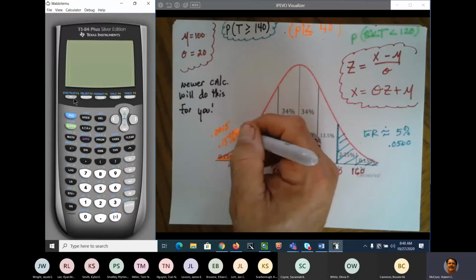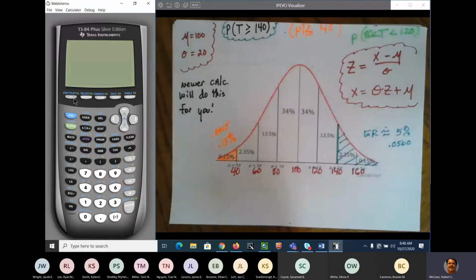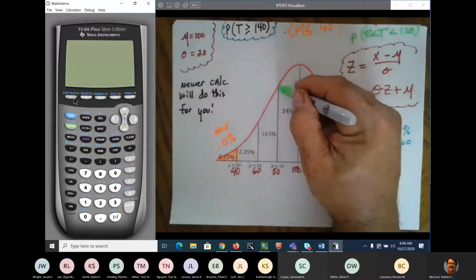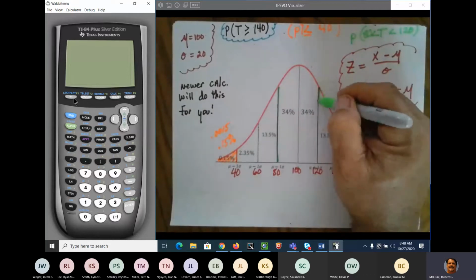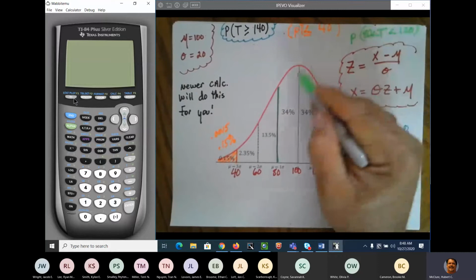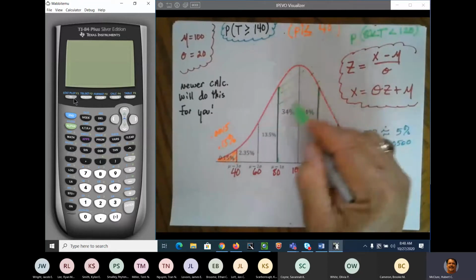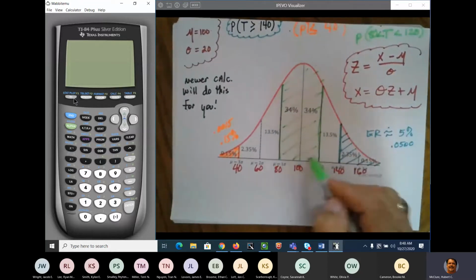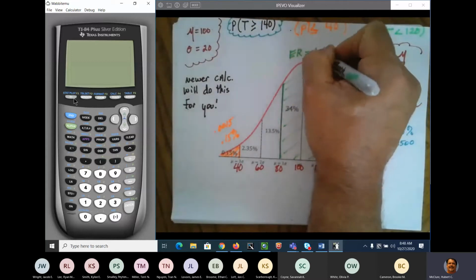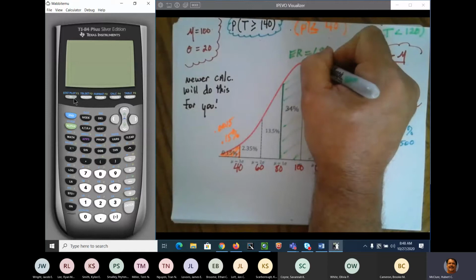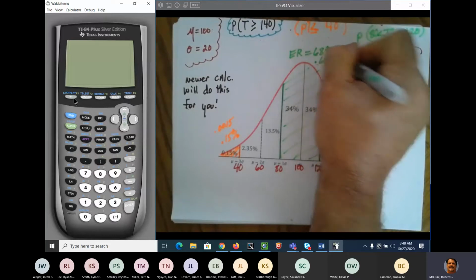Yeah, that'd be right. I think it would. Okay, and then in between would be between 80 and 120. Well, that's not too hard. By the empirical rule, that's 68%, or 0.6800.